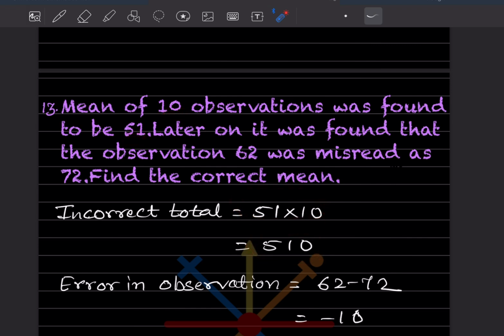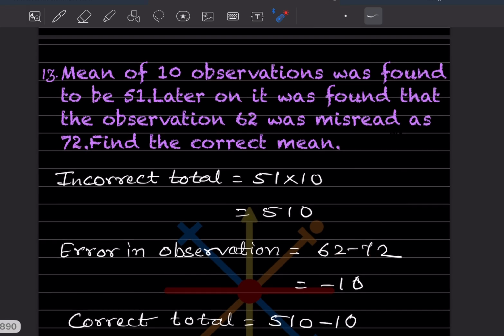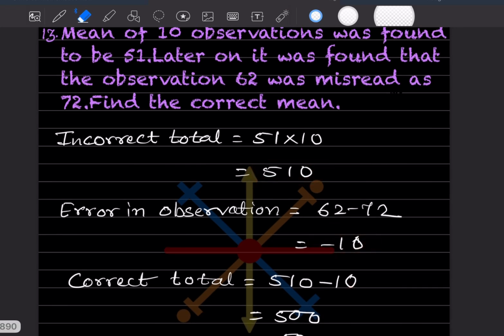So what is the error here? 62 was misread as 72. So 62 minus 72, that is minus 10. So the error is minus 10. This was the incorrect total, so the correct total will be 510 minus 10, and that is going to be 500.